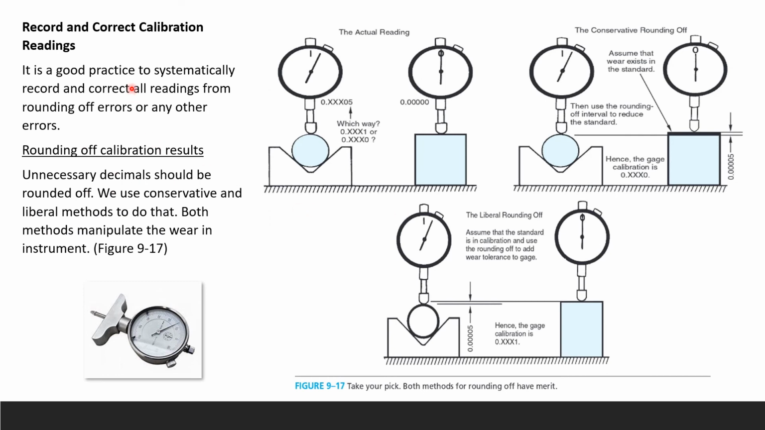Record and correct calibration readings. It's good practice to systematically record and correct all readings from rounding off errors or any other errors. Readings are usually rounded off in the wrong way, so make sure you follow your rounding off rules. When rounding off calibration results, unnecessary decimals should be totally rounded off.